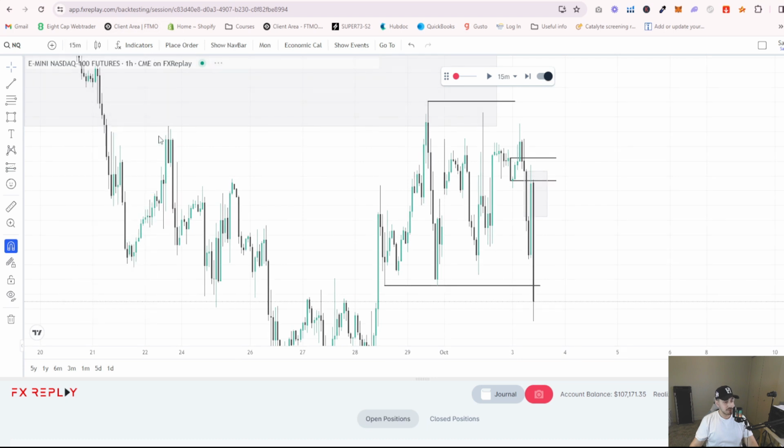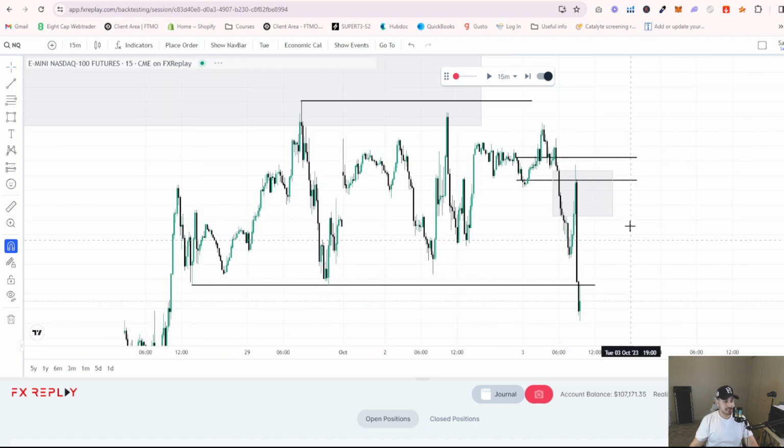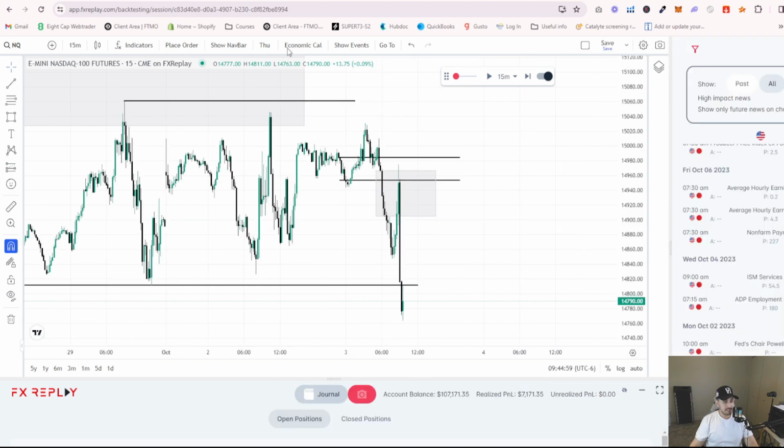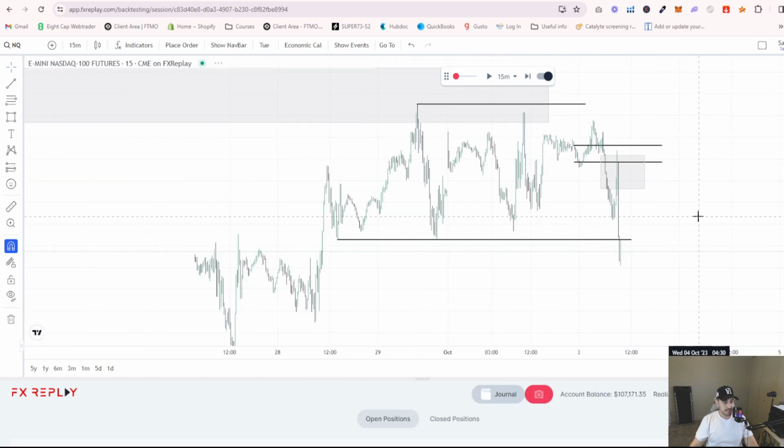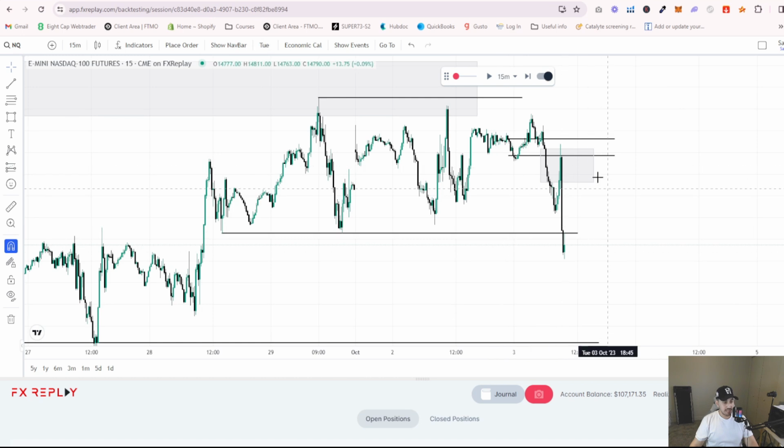This is honestly where I would start to call it a week because it is non-farm payroll week. And did we have news? No, we didn't have news for Tuesday of this week. So it's non-farm payroll week. We should be done by Wednesday, but as you guys can see here, we took out that low there. So let's go ahead and see how the rest of the day plays out.